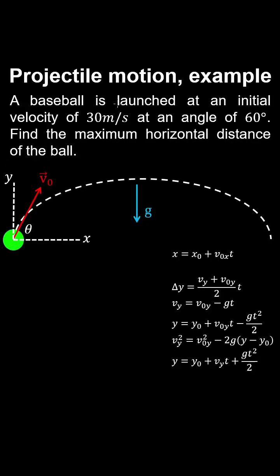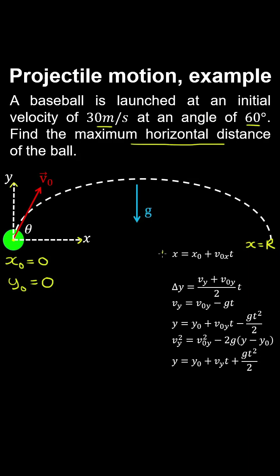A baseball is launched at an initial velocity of 30 meters per second at an angle of 60 degrees from the horizontal axis. And we're asked to find the maximum horizontal distance of the ball. So choosing our coordinate system, where the origin is at the initial position of the ball and the positive directions as shown, and we want to find the range of the projectile, so that will be x equals r.